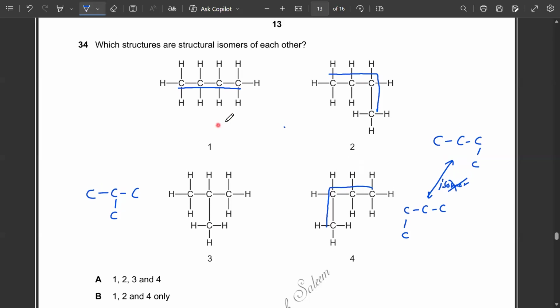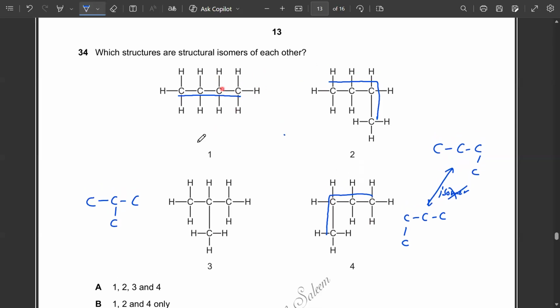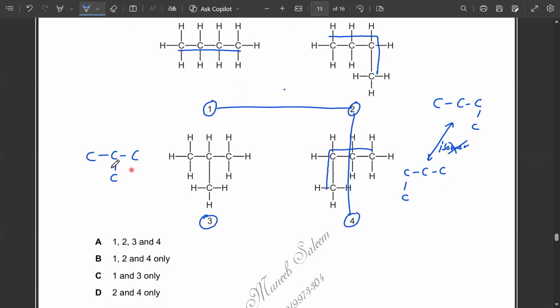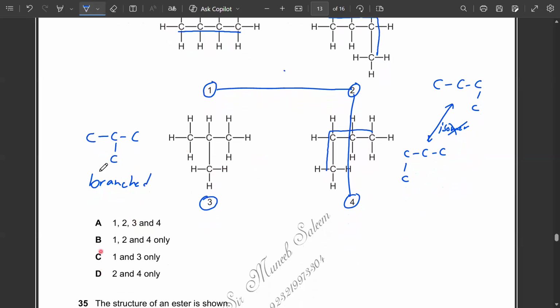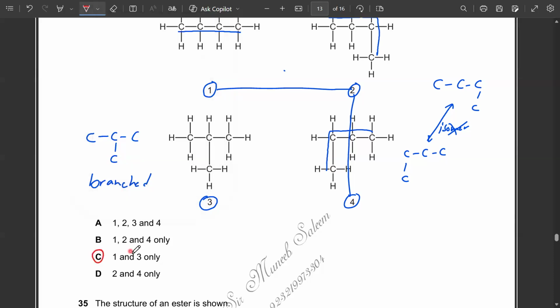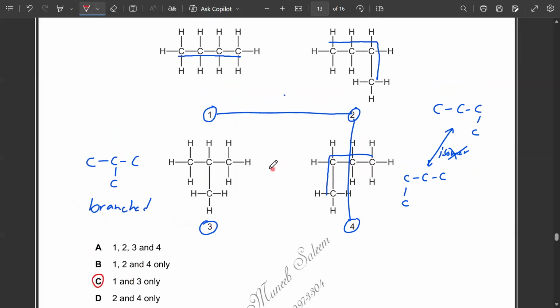In other words, I can say that compound 1, compound 2, and compound 4 are all the same compound. So you can have just one isomer out of these three and another isomer from compound 3, which is a branched compound. So as a result of this, we have the correct option to be C. C says 1 and 3 are the structural isomers of each other.